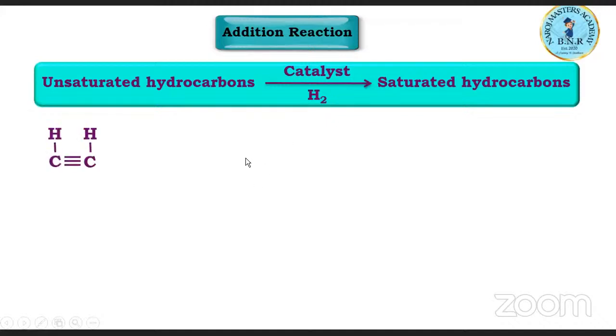Is it right? Now you can see here, what type of structure is it: saturated hydrocarbon or unsaturated hydrocarbon? Unsaturated hydrocarbon. There are triple bonds, three bonds are there. So it comes under alkanes or alkynes? Alkynes. That's why it is ethyne.